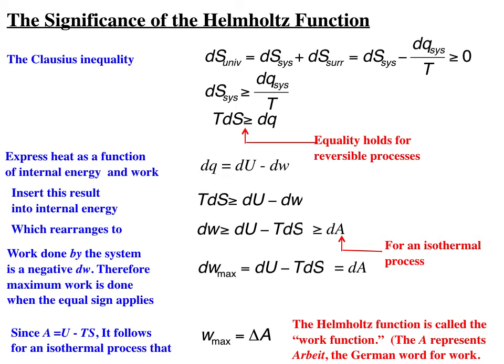We multiply both sides by T, and we get that TdS is greater than or equal to the dq for the process that's going on. And now let's substitute the first law in there, which would say dU is dq plus dw, so dq must be dU minus dw, so that TdS must be greater than or equal to the increment of change in internal energy minus the increment of change of work.